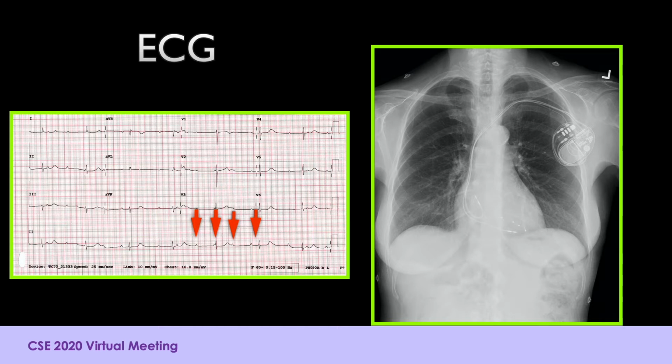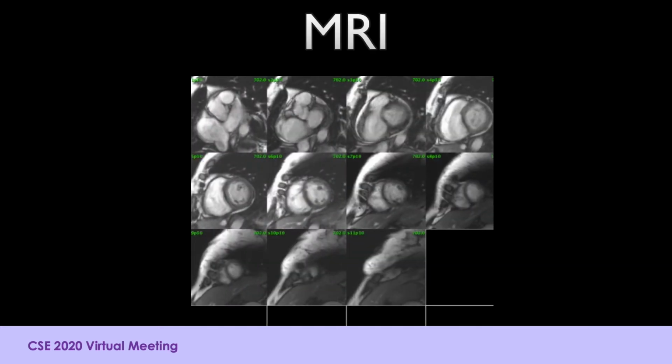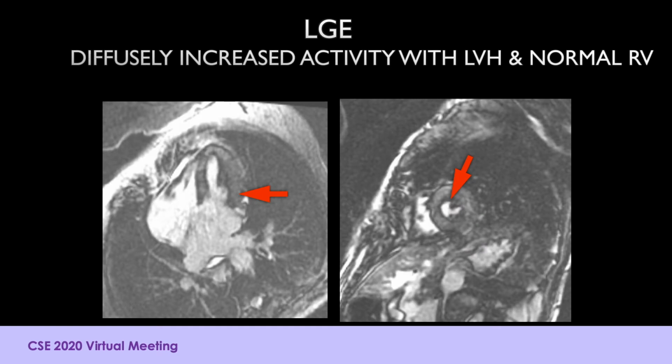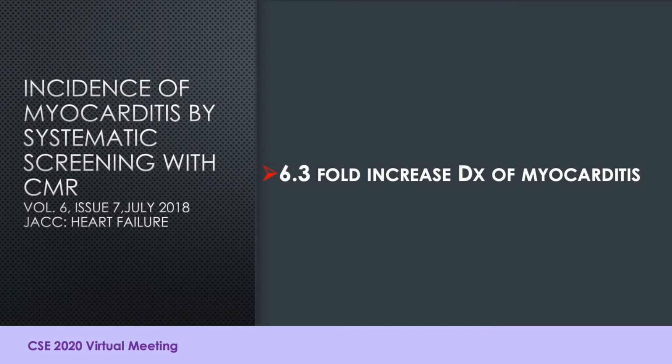But before we put the pacemaker in, I did an MRI because I still was not comfortable with her progressive dyspnea. The MRI demonstrated normal left and right ventricular function with LVH. But what was interesting, she had late gadolinium enhancement with diffuse increased activity in the left ventricle and septum. And this was highlighted on a nice study from JACC Heart Failure, looking at the incidence of myocarditis by systematic screening with CMR. There's a 6.3-fold increased diagnosis of myocarditis when they routinely screen patients with anginal type symptoms, elevated troponin level, and underlying scleroderma.